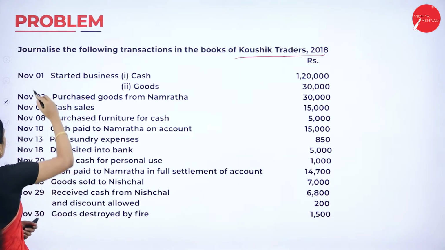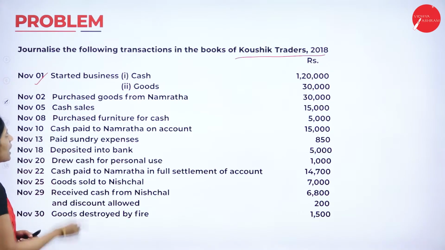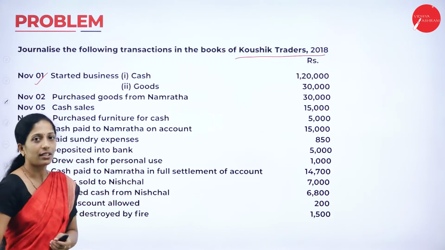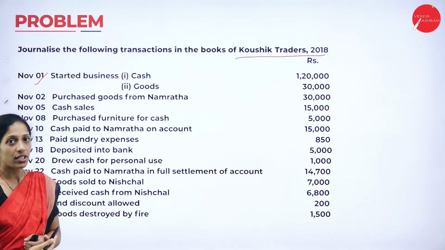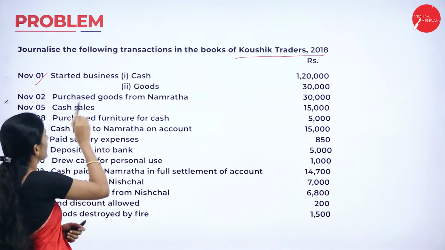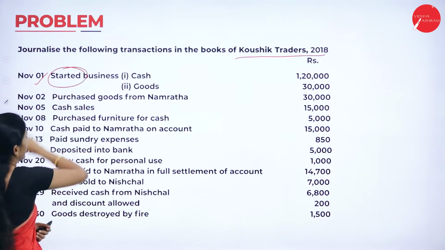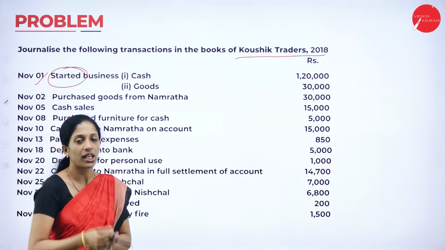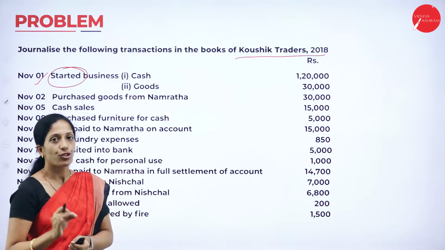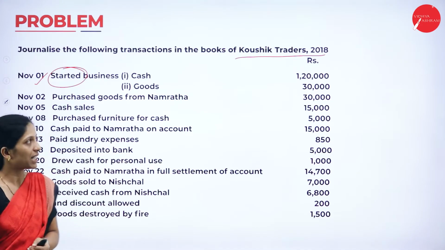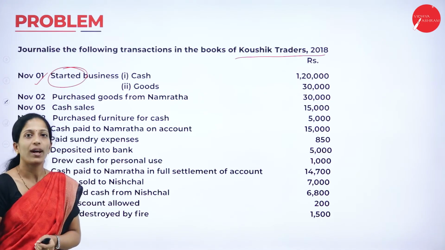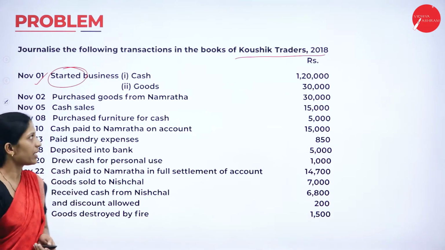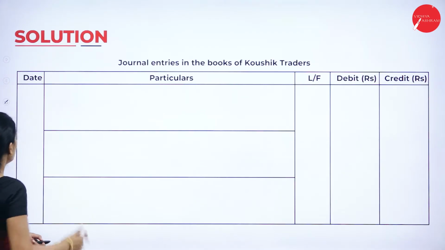Now, go through the first journal entry. November 1st, started business. Cash 1,20,000, goods 30,000. So, how do you record the journal entry? This is the initial investment. So, they have started, so what is it called? Capital. So, what is your journal entry? Cash account debtor, stock account debtor, to capital account. So, what is the amount? 1,50,000. That is 1,20,000 plus 30,000. So, record the first one.